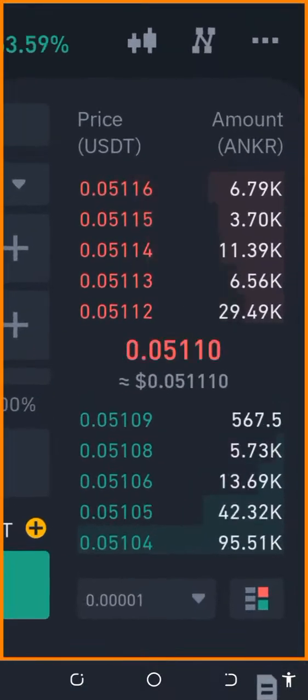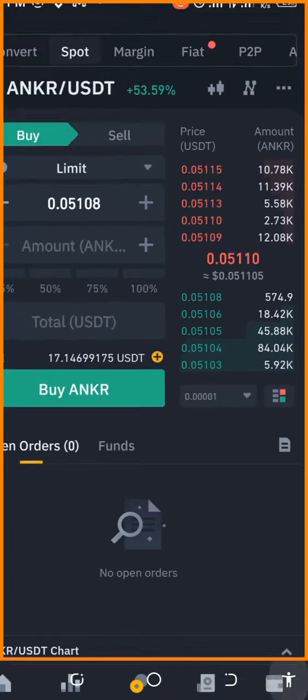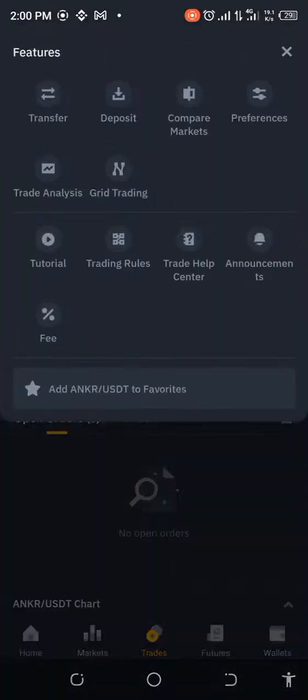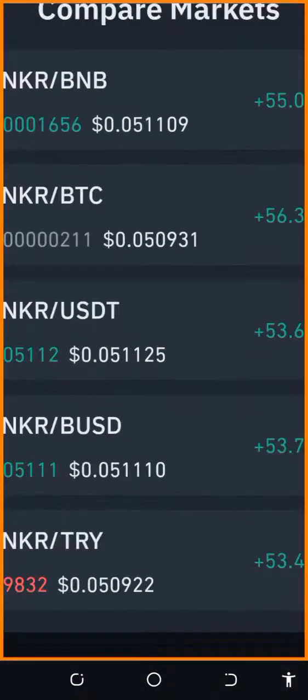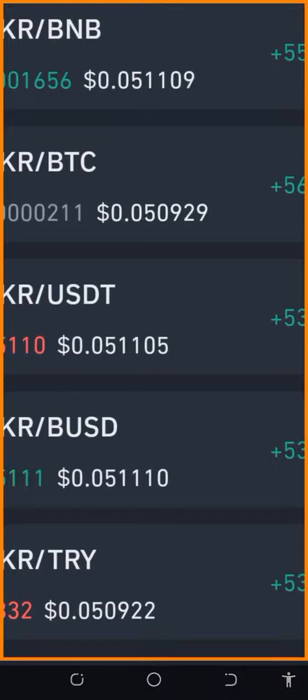Okay, the price is 0.5110. Let's go check the compare markets. Okay, because it's really flipping and flopping. As you can see here, BTC is 0.509. USDT is definitely going to get back to 0.509, and I'm going to put it back at 0.509. That is what I am going to put it back as, and that's what I'm going to sell it as.